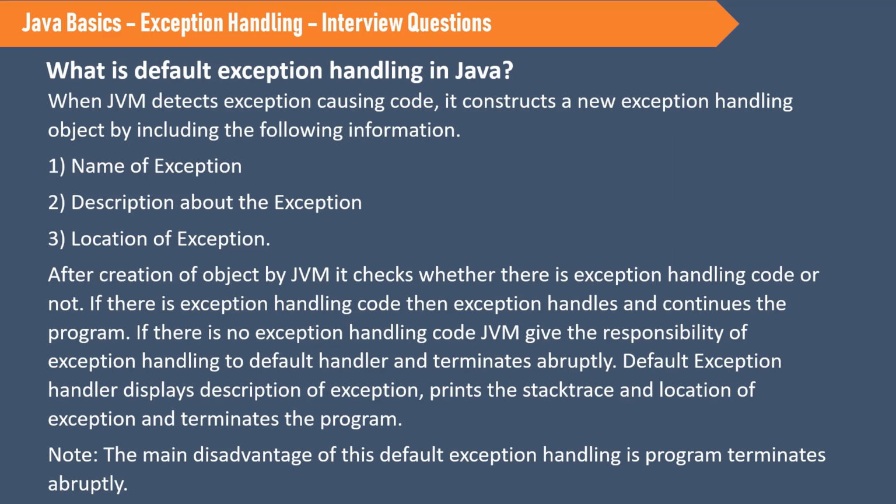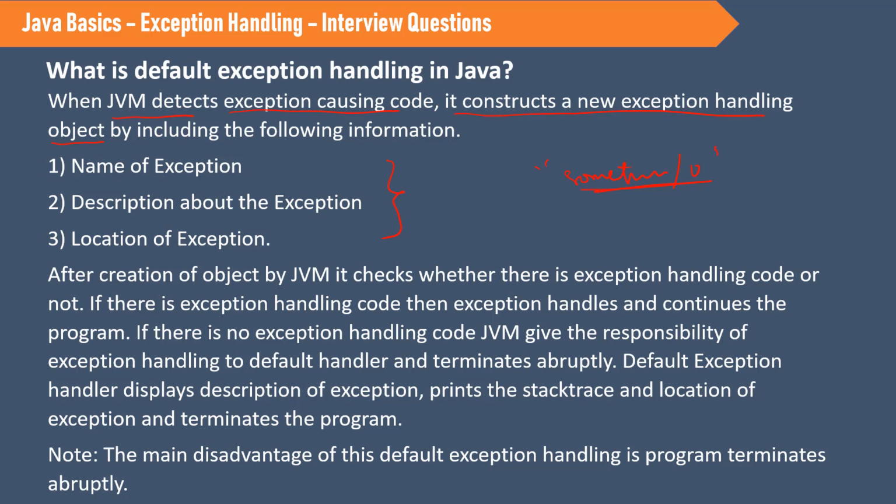So what is the default handling mechanism in Java? When JVM detects exception causing code, let's say I have an exception causing code, I'm dividing something with 0. So what does JVM do in these cases? It constructs a new exception handling object by including the following: name of the exception, description about the exception, and location of the exception.